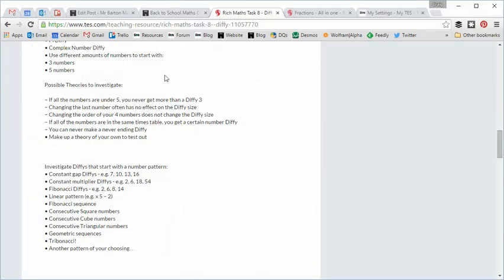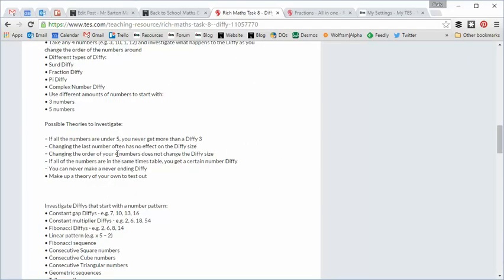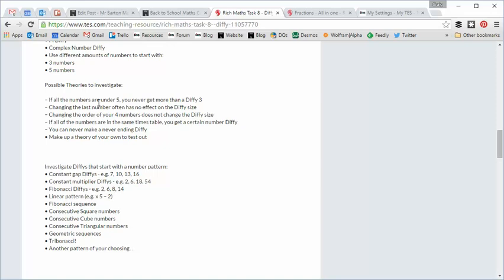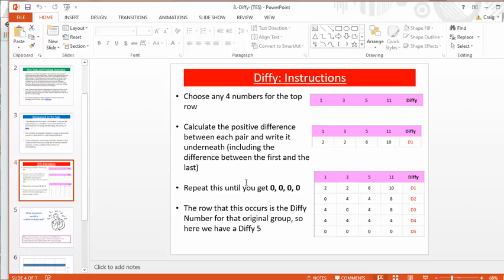We have 50-minute lessons. And then in the second lesson, depending on how it's gone, we may then give them some theories to investigate or get them to investigate some specific number patterns. So Diffies that form arithmetic sequences or geometric sequences or Fibonacci Diffies or square number Diffies and all that kind of stuff. Loads of stuff to be going on with there. And we also get to use this as an opportunity to get the students to communicate their thinking as well, because that's so important in mathematics.